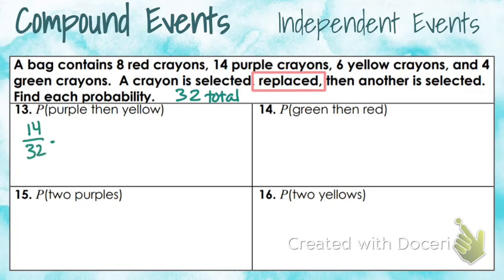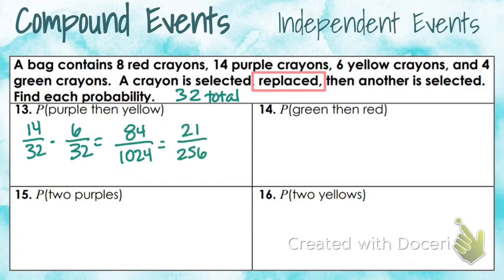Then we put that purple one back and we draw a yellow. There are 6 yellow crayons out of 32. And I know I keep saying marbles and crayons backwards. You get the gist. The colors are what matter. When we multiply these together, we get 84 over 1,024, which reduces to 21 over 256.